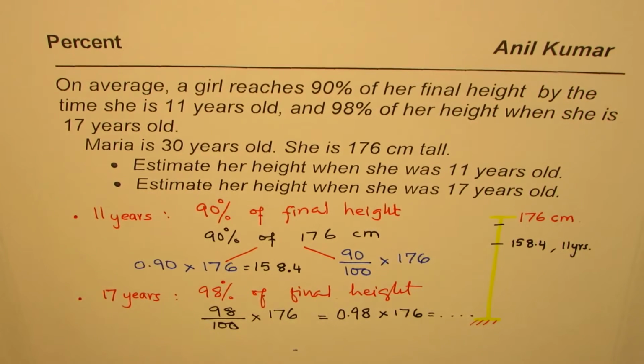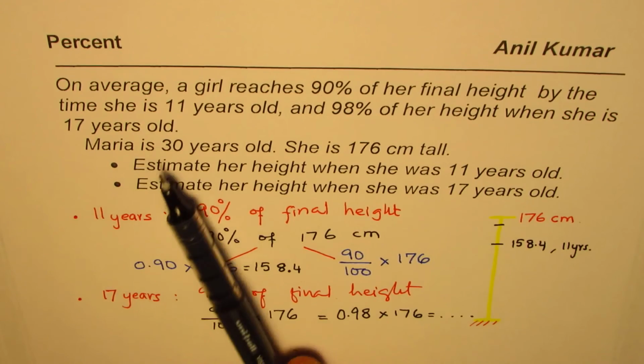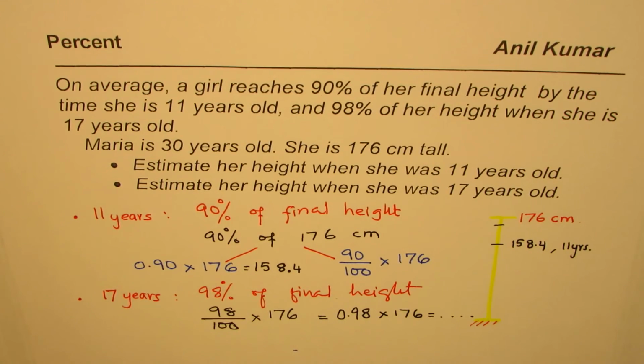I hope that helps. So, in this question, we learn how to find previous height when the final height is given. And when we know that when a girl is 11 years old, she is almost 90% of her final height, and when she is 17 years old, her height is 98% of the final height.